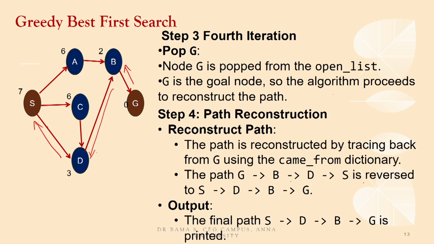This will be reversed, and remember the reversed one we gave it as -1 in the code. So, when it is -1, the result would be S, D, B and G. If we reverse this, the actual path will be from S, D, B and G. So, the final path is printed at last. So, this is how the algorithm of greedy best first is working.